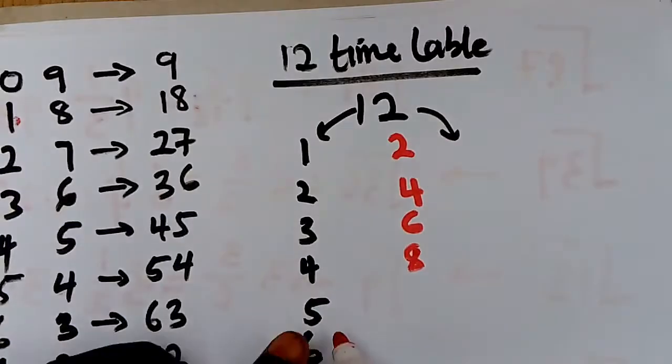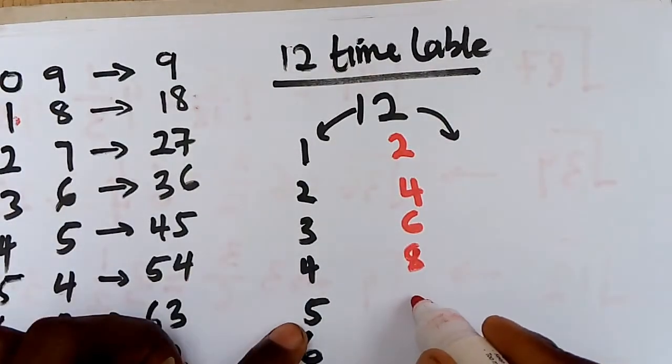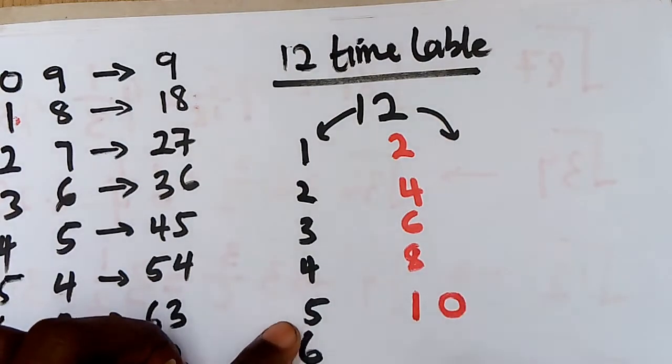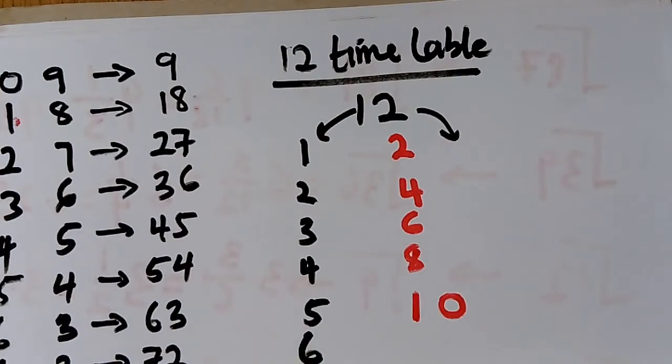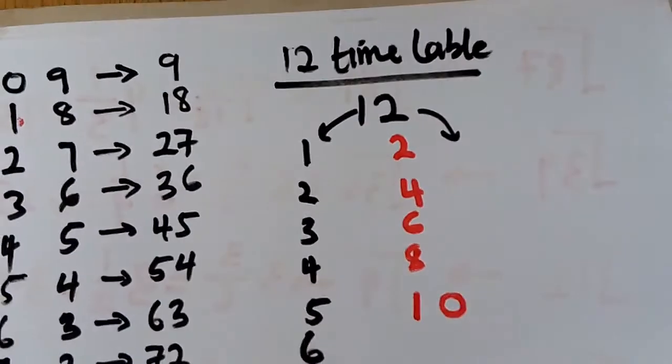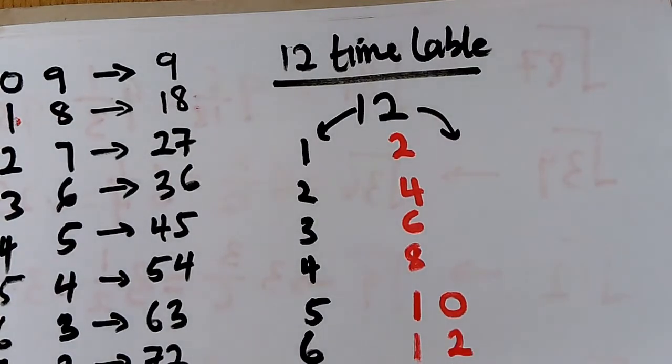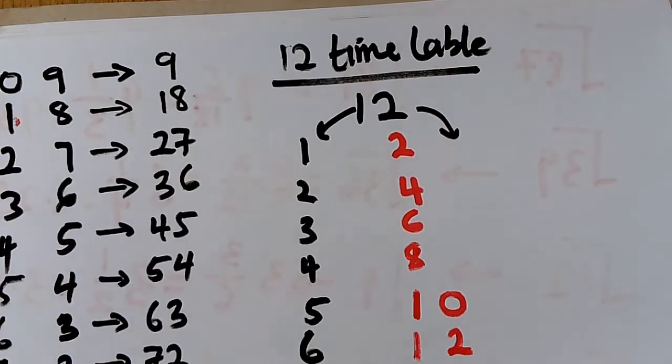2 times 5 gives us 10. So with a 10, try to write in such a way that we will separate it: 1 and then 0. So write it and give it a space. 2 times 6 will give us 12. So write it here, 12. Give it a space. And then 2 times 7 will give us 14. Write it with a good space.